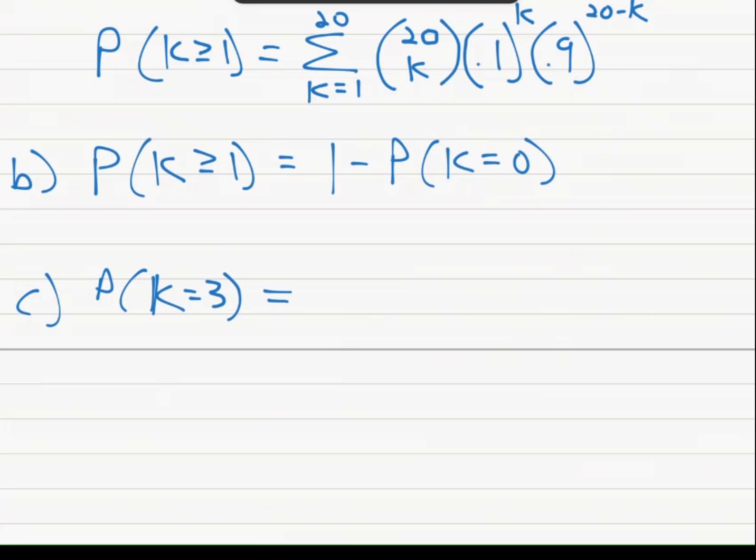When I have these single terms, probability of k equals 3, now I just have the number of trials choose the number of successes. So I have the probability of success raised to the 3rd power because there are 3 successes. I have the probability of failure raised to the 17th power because there are 17 failures. So this is how I write down the probability that I need.